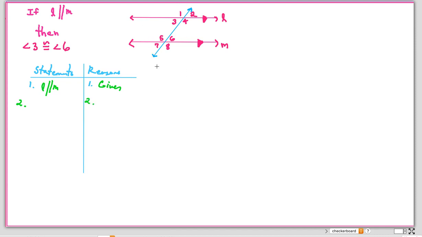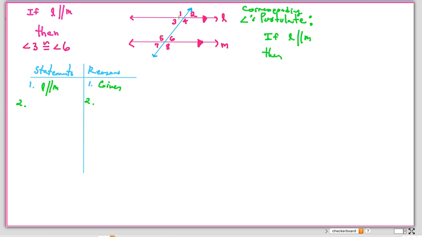There's a postulate. The postulate says that if the two lines are parallel, then corresponding angles are congruent. So let's use that postulate real quick. Let's write it down. Postulate. It's corresponding angles postulate. Okay, it says if L is parallel to M, then corresponding angles are congruent.